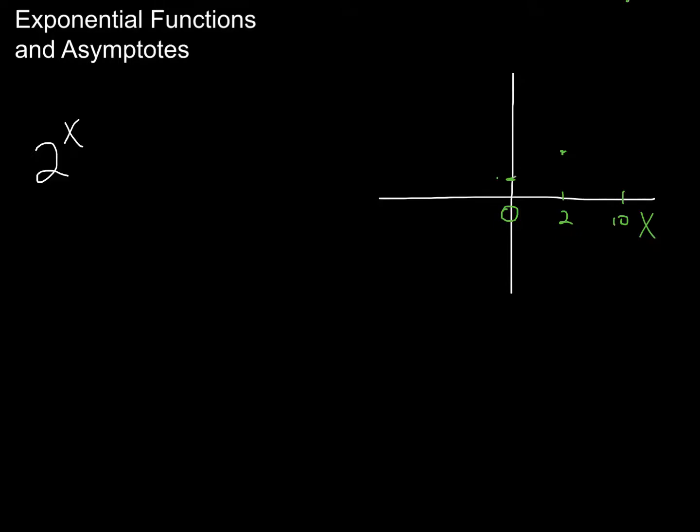So as I move to the right, this exponential function is just going to keep getting bigger and bigger and bigger. And so towards the right, there's really no asymptote. It doesn't seem as though there's anything that it's tending towards. It just gets steeper and steeper as I move towards the right. But what will happen as I move towards the left?